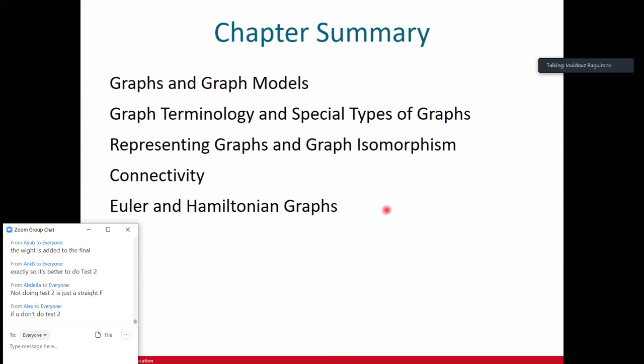So correspondingly here, we are covering graph models, graph terminology, special types of graphs, and representing graphs. If you remember, when we covered relations, I told you that relations can be represented using graphs and matrices. Now we are going to learn how to represent a graph using matrices, and then graph isomorphism, connectivity, Euler and Hamiltonian graphs.